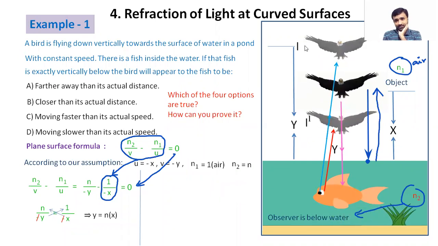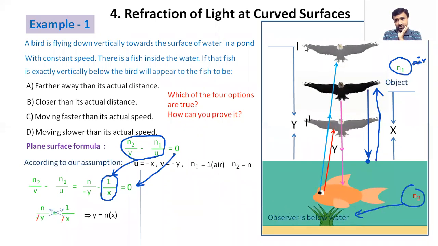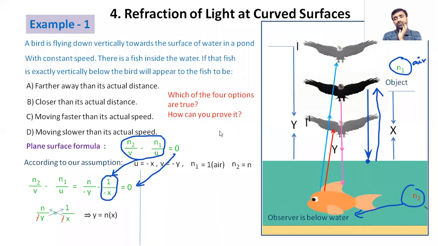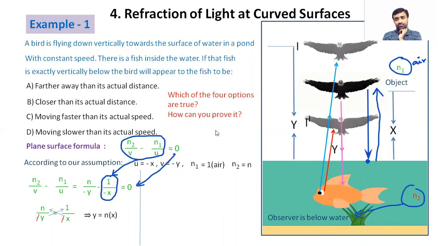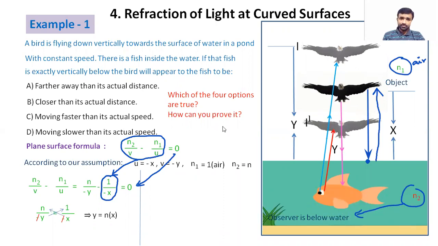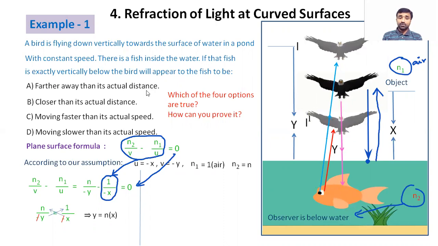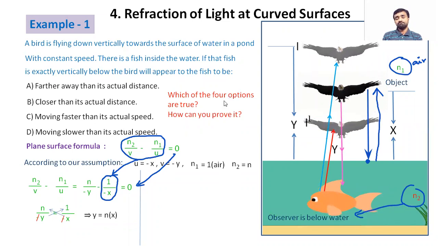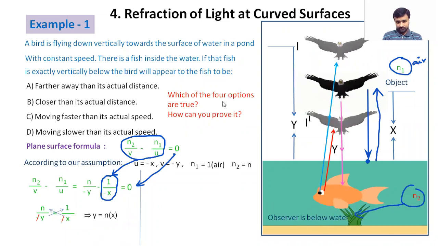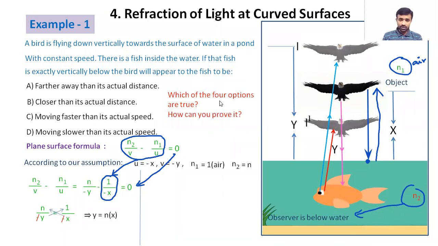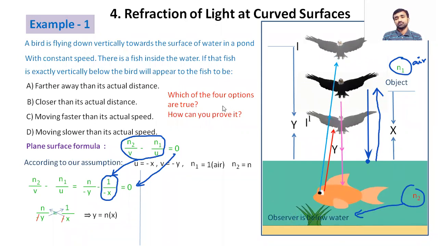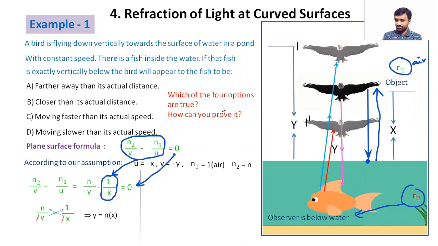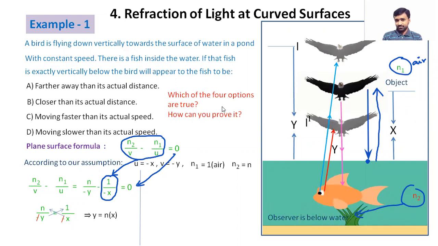What is y here? Speak out. Image distance, very good. Y is the image distance. What is n? The refractive index of water. What is x? The object distance. Do you know those values?